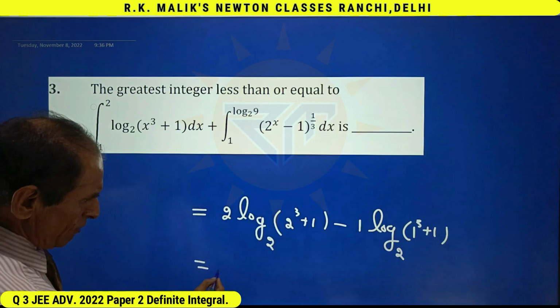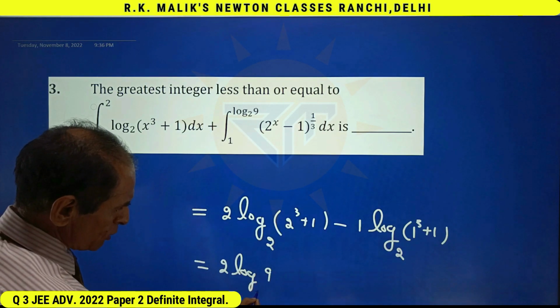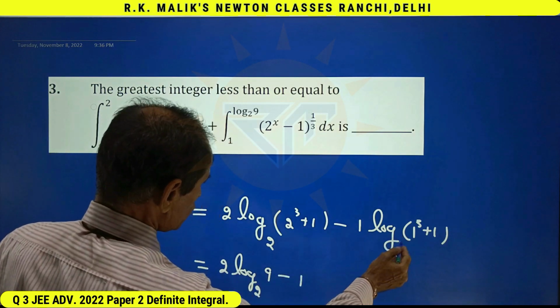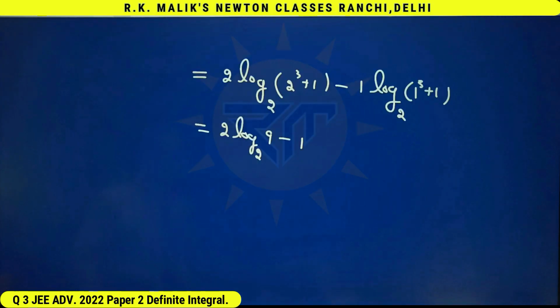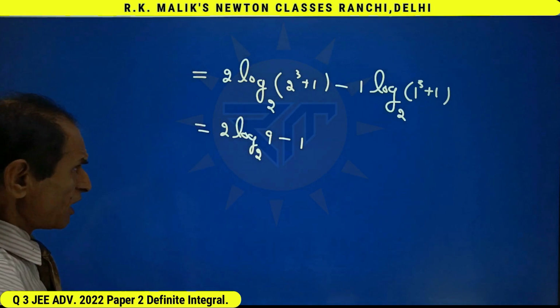That is, I will get 2 log 9 to the base 2 minus 1, because log 2 to the base 2 is 1. And now the next difficulty is to find the integral part of this, that is, between which two integers this lies.